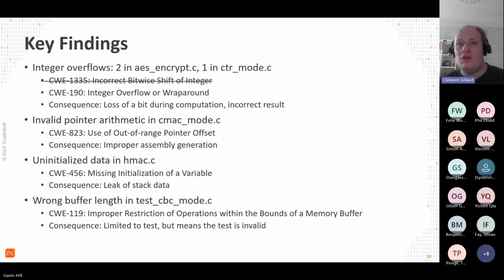And then finally, we also had the wrong buffer length computation in the test for the CBC mode module. This is an instance of CWE 119, improper restriction of operations within the bounds of a memory buffer. We compute a length that is too large compared to the pointer that we give. So here the consequences are kind of restricted. We have all of the before, the compiler could issue the wrong operations. Thankfully, this is limited to the test. The library is fine, but that does mean that the test is invalid.